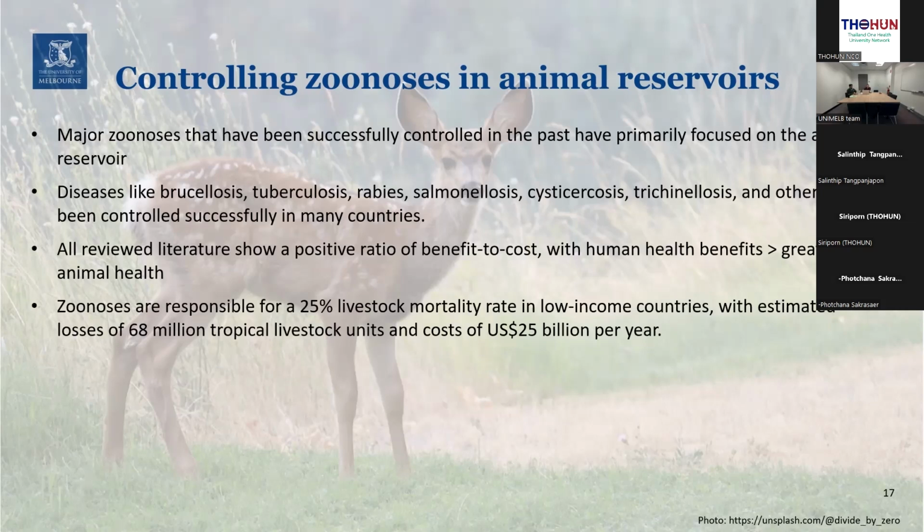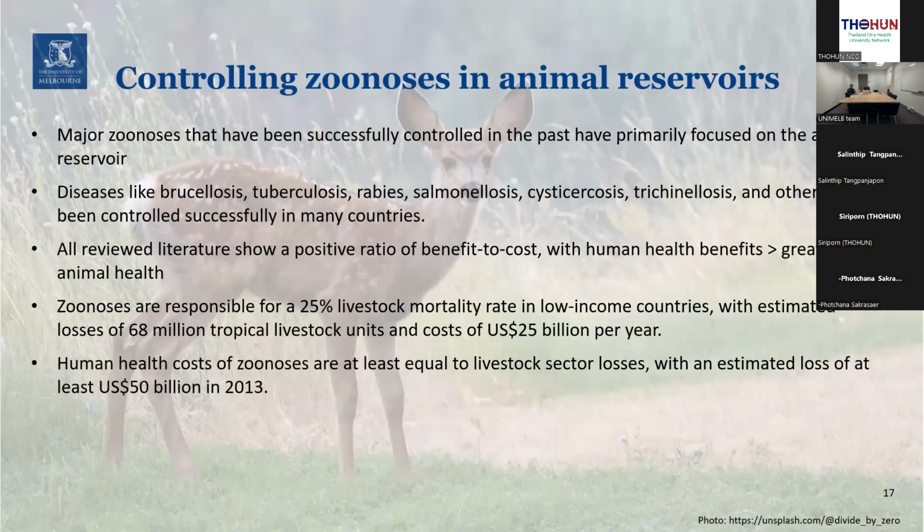So she points out zoonoses are responsible for a 25% livestock mortality rate in low-income countries, with estimated losses of 68 million tropical livestock units and costs of about 25 billion US dollars per year. So a livestock unit, if you're not familiar, is a way to compare different types of livestock as one. So a livestock unit of one would be something like a camel. I think cattle is 0.9. Pigs are something like 0.4. So basically, if you think about the size of the animal, the smaller it gets, the smaller it is as a tropical or as a total livestock unit.